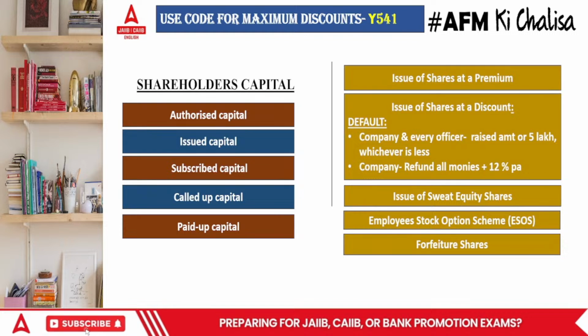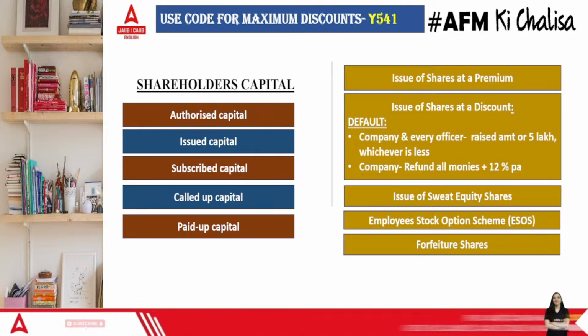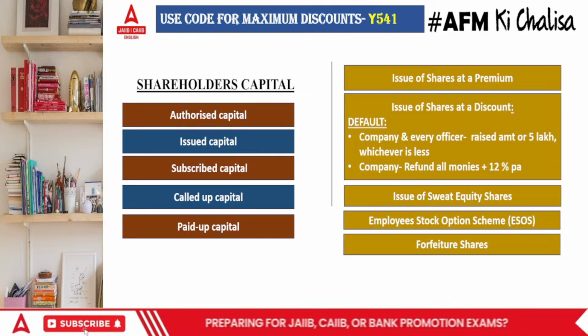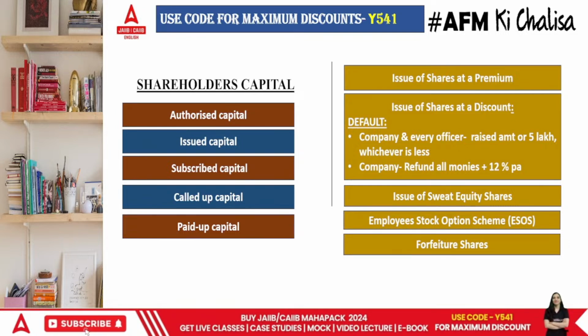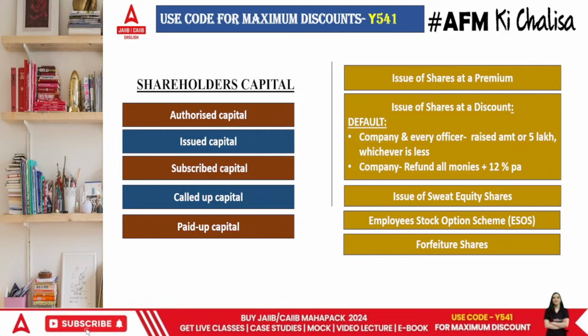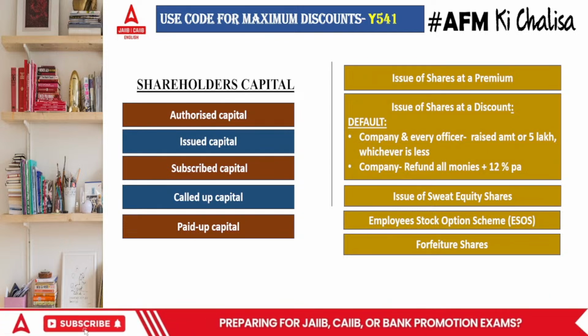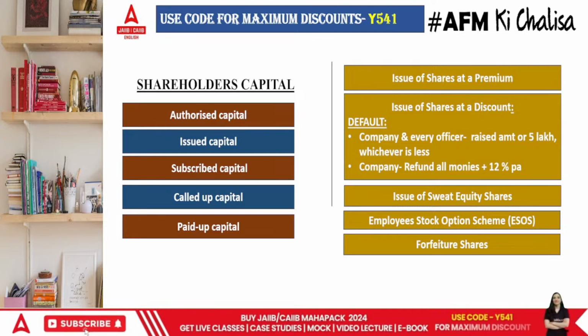Everyone, here comes the different types of shareholders. When we talk about the shareholders, who are the people shareholders? Shareholders are the people who invest funds in an organization. So how does it happen? First is authorized capital. The permission has been taken from the ROC, Registrar of Companies, to invest in these organizations. The maximum money as per the permission that you can raise is called your authorized capital.